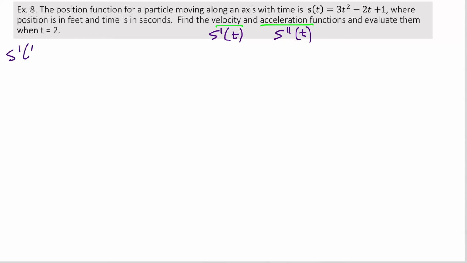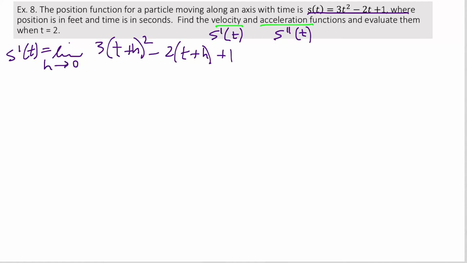So s prime of t is the limit as h approaches 0 of this function right here. So we've got 3 times t, we're using t instead of x, plus h squared minus 2 times t plus h plus 1. And then we subtract the function itself, 3t squared minus 2t plus 1. So that's my numerator. So this is all over h. We'll put the limit out front. We're now going to simplify that numerator.